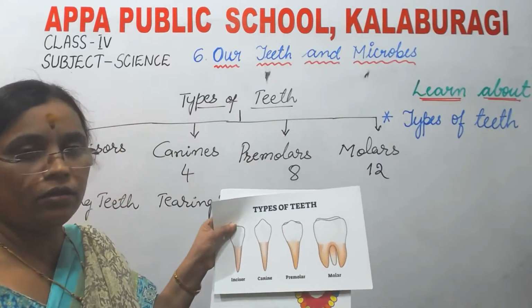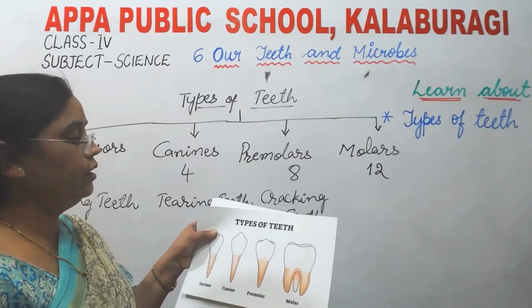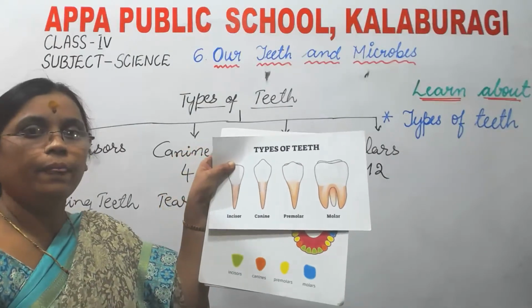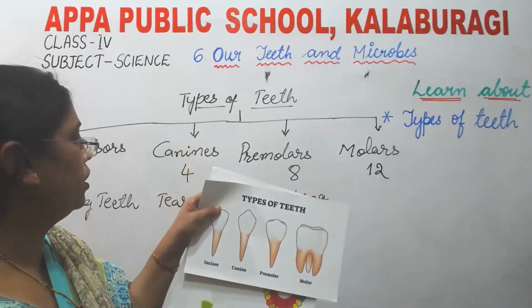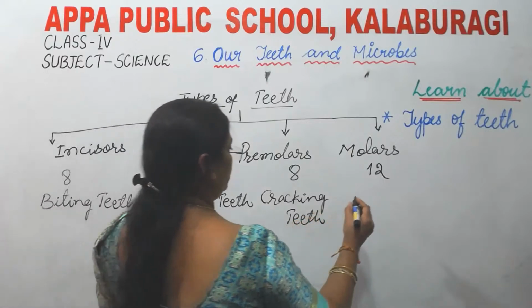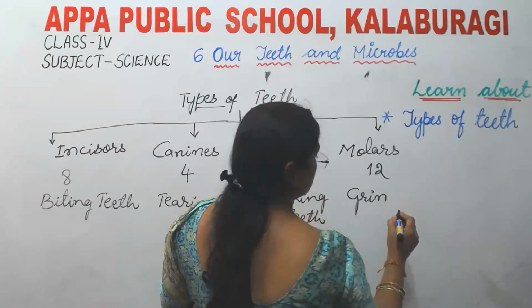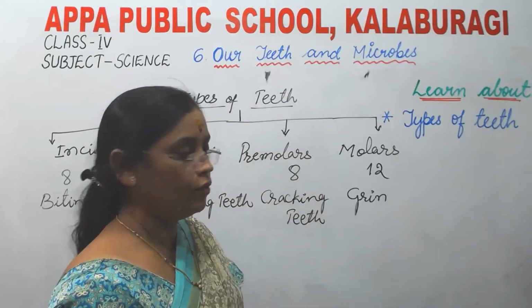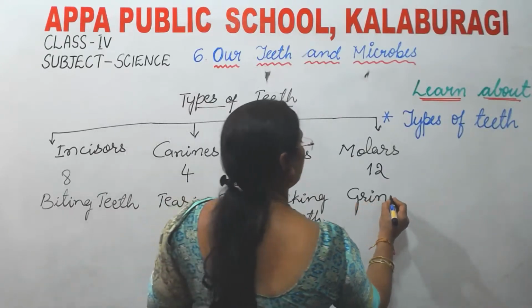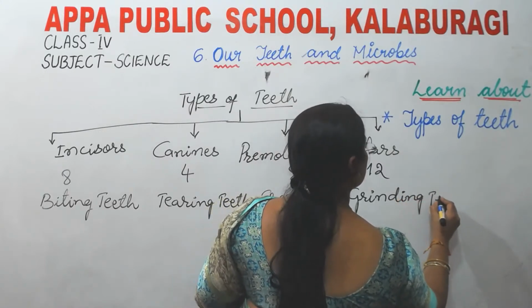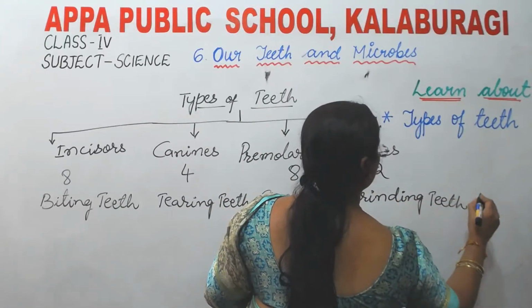See the structure here. They are broader and they are flat. So being broader, what do they help in? Can you guess? They help in grinding the food. Because they help in grinding the food, they are also called grinding teeth.